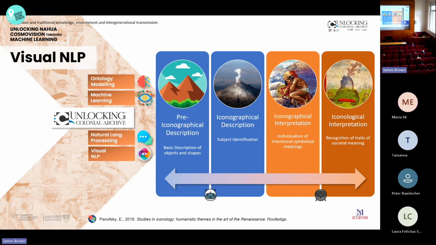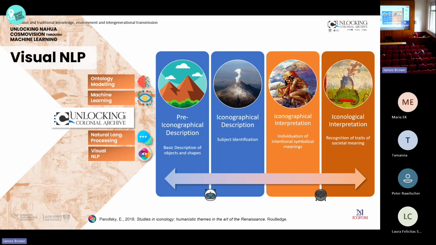So this is something they're very good at. But then the next stage is where machine learning and artificial intelligence is pretty much useless. And that's what we're trying to develop now. So what we need to get at, or what we're developing, is that iconographical interpretation. So that is the societal, the contextual and cultural meaning of things.